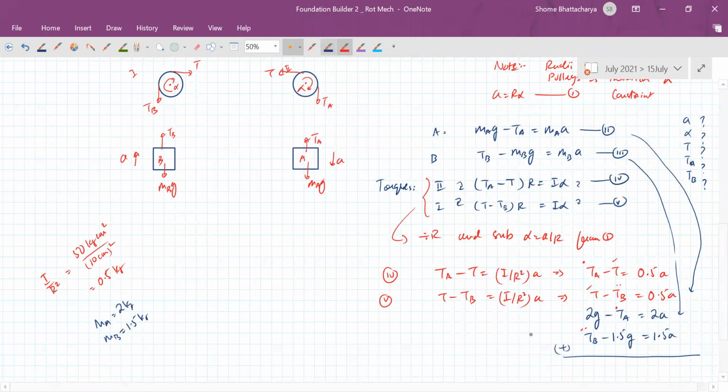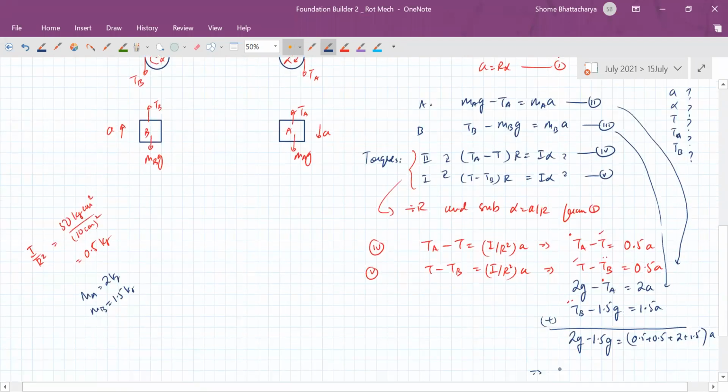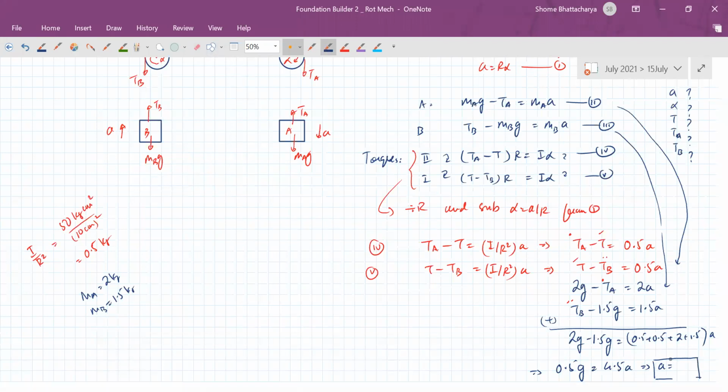And we are left with just 2G minus 1.5G. And on the right hand side, we have 0.5 plus 0.5 plus 2 plus 1.5, that whole thing. So we have 0.5G. On the right hand side, we have what? 1 plus 1 plus 2, that's 3 plus 4.5 A. So A becomes G by 3. Sorry, G by 9. It's not 1.5, it's 0.5. So 4.5 divided by 0.5 will give us 9. So G by 9 becomes that.